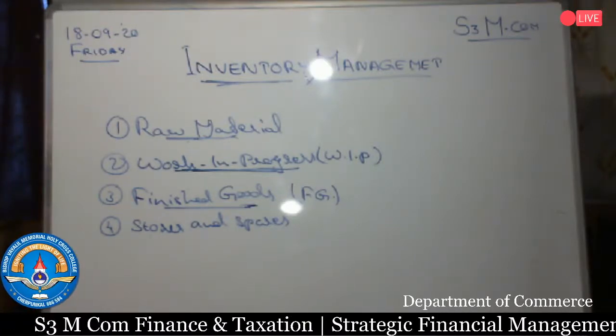For example, in the case of a cement manufacturing company, the packed cement is a finished good. But in the case of a construction company, cement is a raw material. So that's why I said raw material for one company may not be the raw material for the other. It may be a finished good for the other companies. So these are all about inventories.